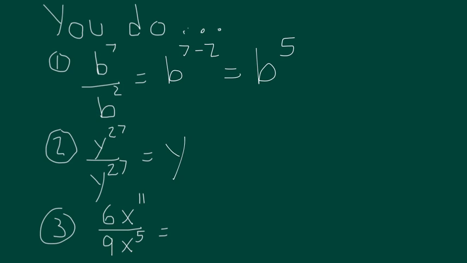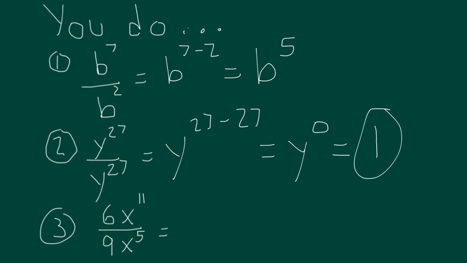This would be y to the 27 minus 27, which is going to give you y to the 0, which is not completely simplified because anything to the 0 power would be 1. That would be your final answer on question 2.